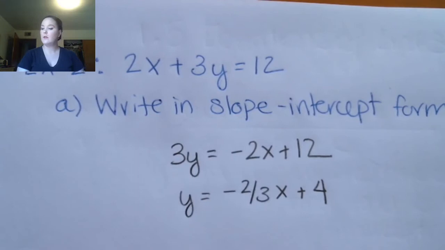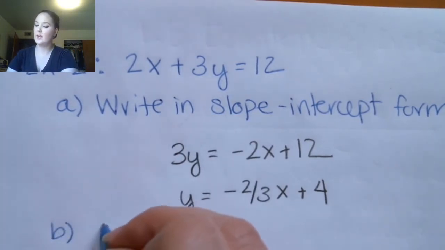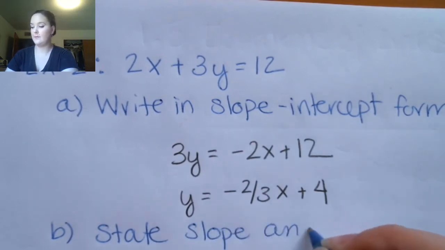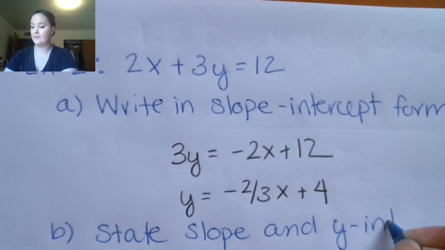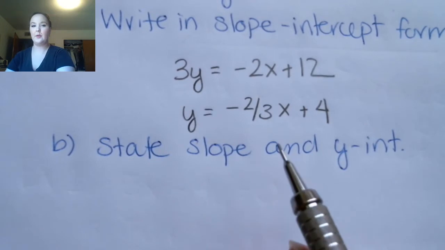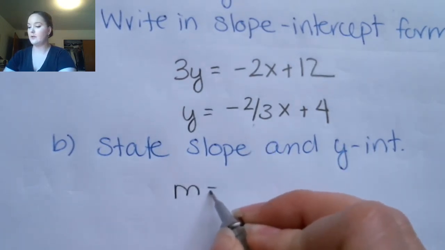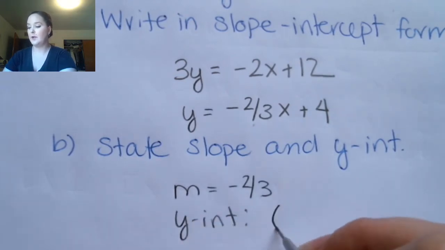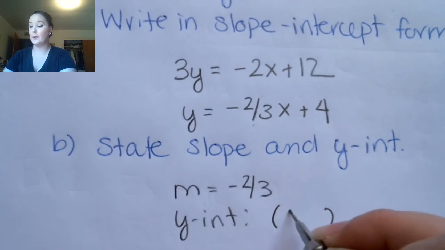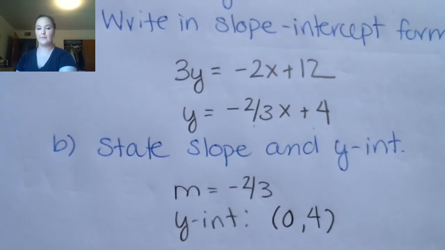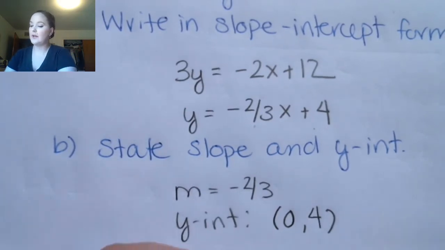Okay. Then for part B, we're going to state the slope and y-intercept. Okay. So here we go. Our slope is going to be right here. So our slope is -2/3. And our y-intercept, again, is going to be an ordered pair where the x-coordinate is 0, and this number is the y-coordinate. Okay. And then for the last part, we're going to use the slope-intercept method to graph.